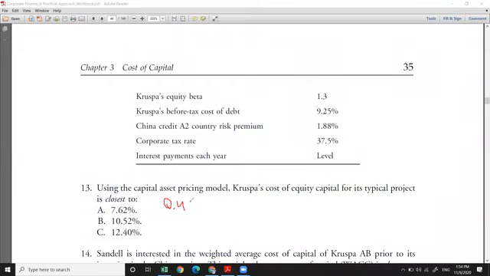Which is 0.0425, the risk-free rate, plus 1.3 times the market risk premium, which is 4.8%. And this is equal to 10.5%.